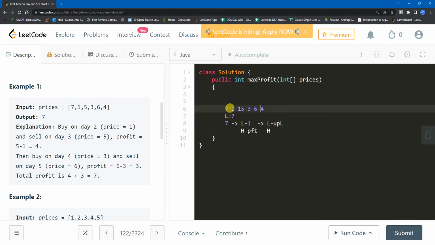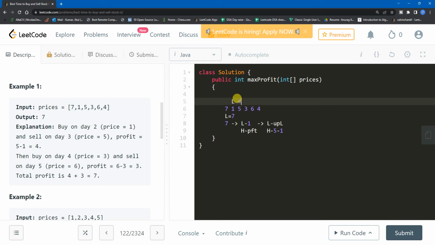Here the next value is 5, so simply calculate the profit. And what is that profit? It is basically the difference of the present value minus the previous lower value. The lower was 1, so we will get a profit of 4. And right now you can see that you chose this value as lower, and you already sold that value on the next day. That means you also get a profit of 4.